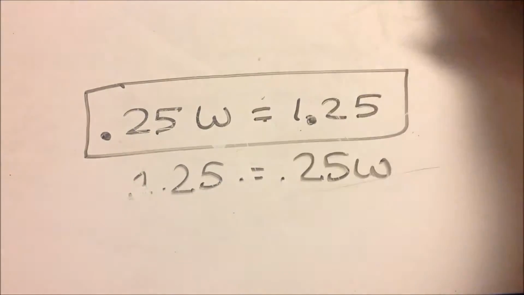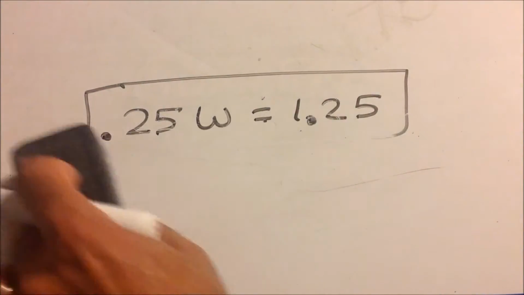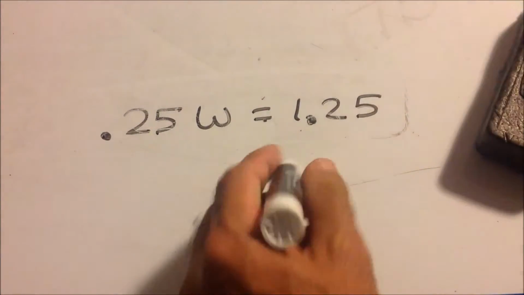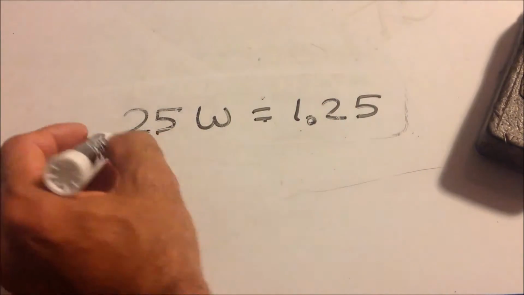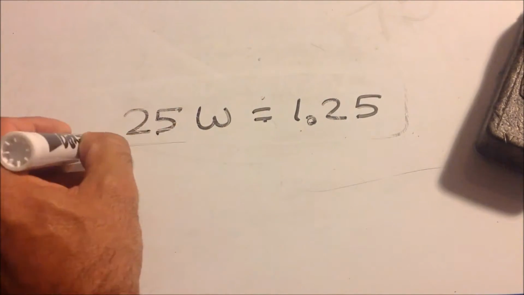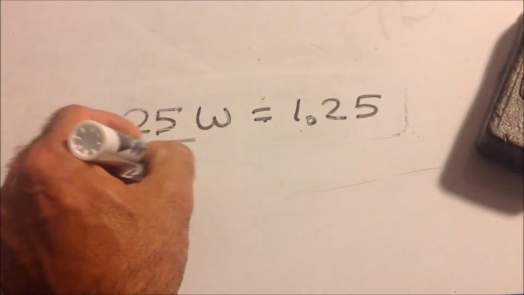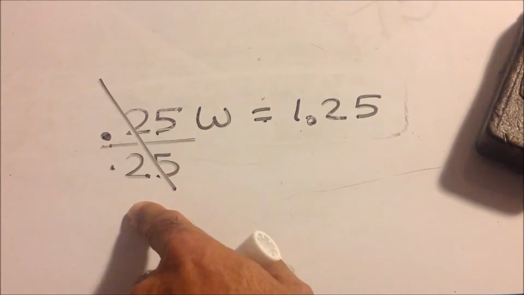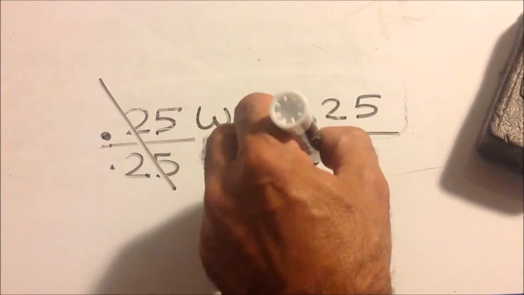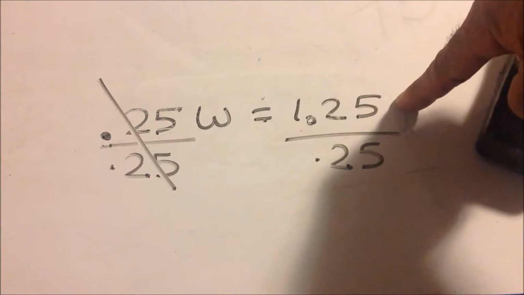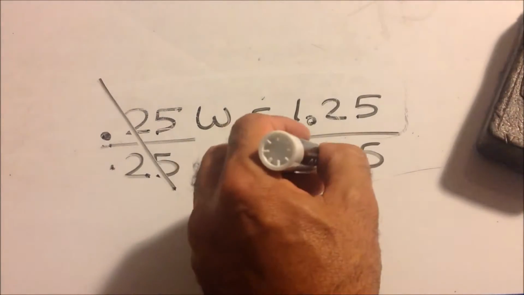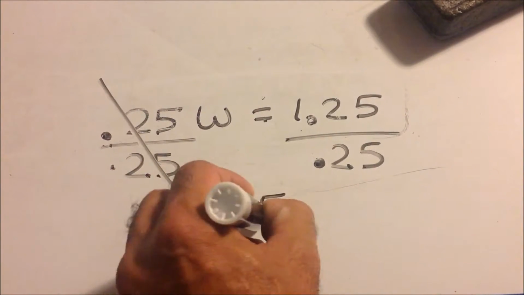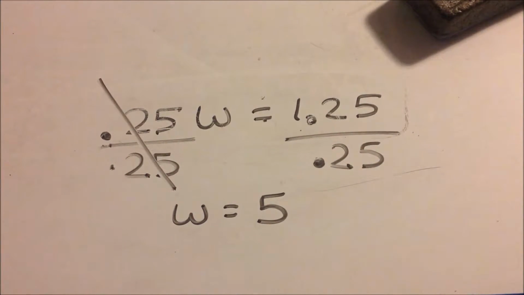Going back to this problem now, we have multiplication here. We have 0.25w equals 1.25. We have multiplication. We're going to divide the 0.25 on both sides. It cancels. Remember the rule? Whatever you do to one side, do to the other side. So now you have 1.25 divided by 0.25. Remember the top number's in the box. And w will equal 5. Okay, let's do another one.